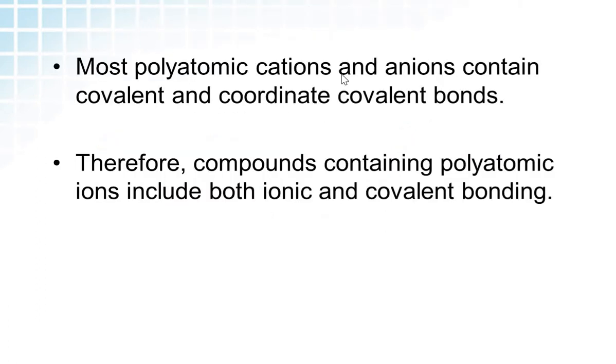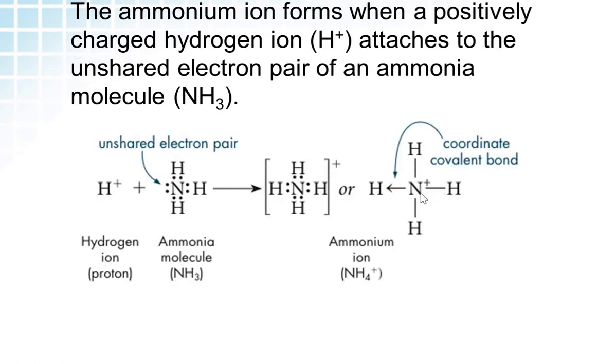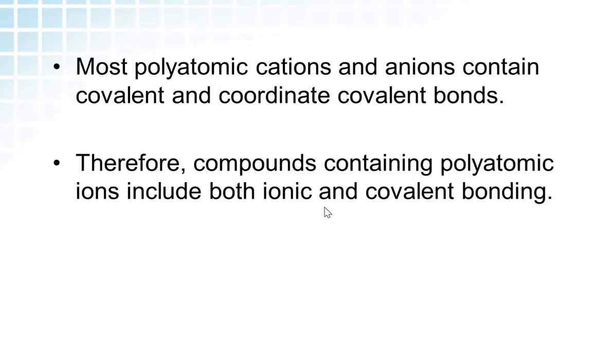Most polyatomic cations and anions contain covalent and coordinate covalent bonds. Here we have 1, 2, 3 single covalent bonds, and it will share one coordinate bond here. It will share that pair of electrons from nitrogen with hydrogen to form a coordinate covalent bond. Therefore, compounds containing polyatomic ions include both ionic and covalent bonding.